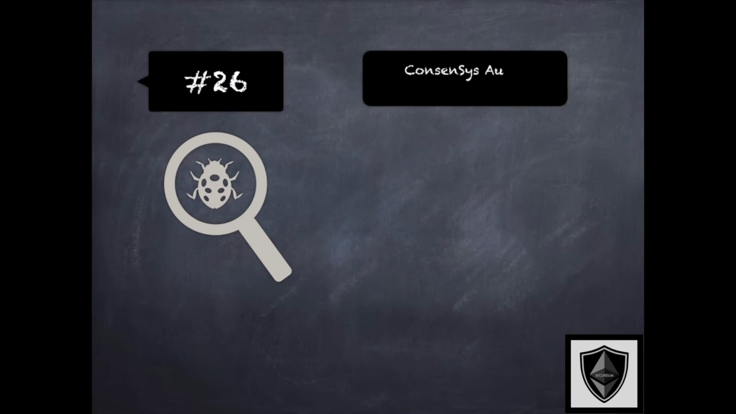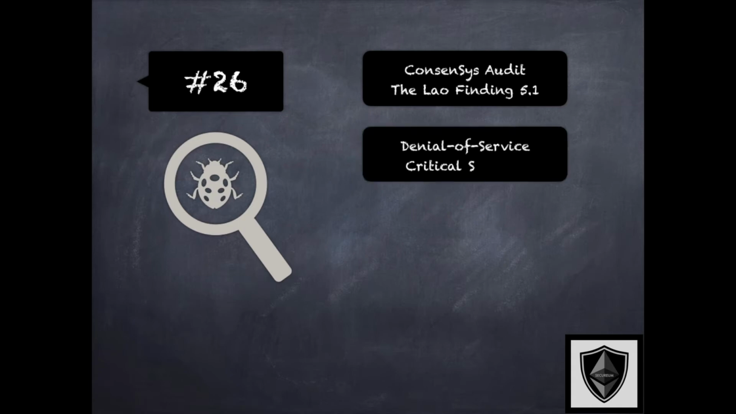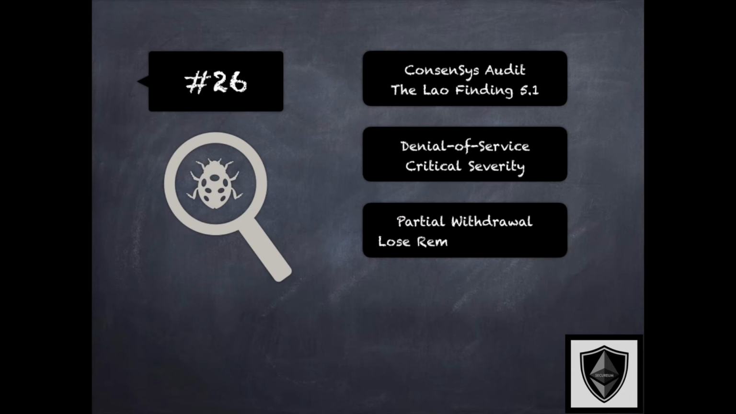26 is a finding from Consensys Diligence audit of the LAO protocol, where it was a critical severity finding related to denial of service. The issue was related to safe rage quit and rage quit functions used for withdrawing funds from the LAO. The difference between them was that while rage quit function tried to withdraw all the allowed tokens, safe rage quit function only withdrew some subset of those tokens as defined by the user.